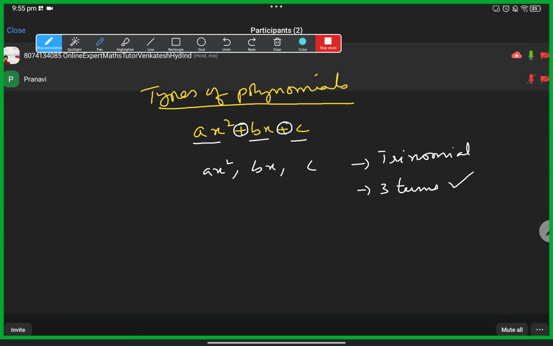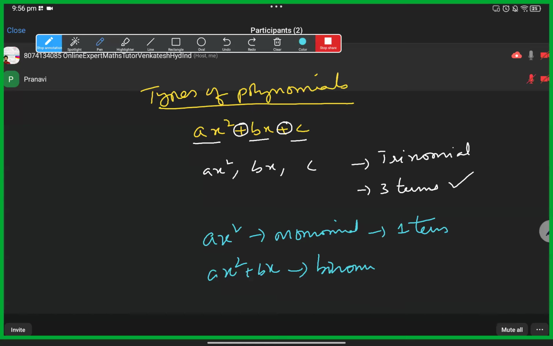Like if we have a monomial, it means a single term. This with 3 terms is a trinomial. Monomial means, let us write, ax square. It's a monomial, one term only. Ax square plus bx is a binomial. Ax square is one term plus bx is the second term. It's two terms. Now the next thing is the degree of the polynomial.